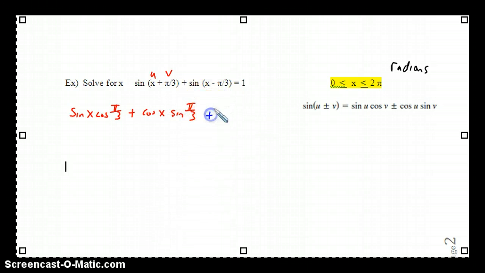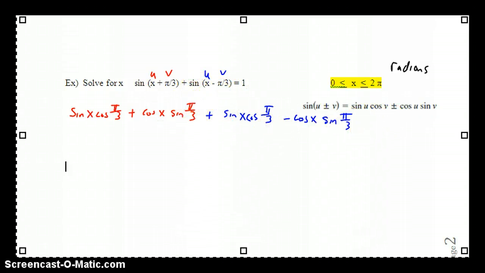Now the second time that I use it, I'm going to be using the difference formula where, again, my x is going to be the u and my pi over 3 is going to be the v. And I'm using the minus formula, so I use the minus here. So it would be sine of x cosine of pi over 3 minus then cosine of x sine of pi over 3. Again, I'm using the formula twice. I tried to use two different colors to show you the two different spots where I used the formula.